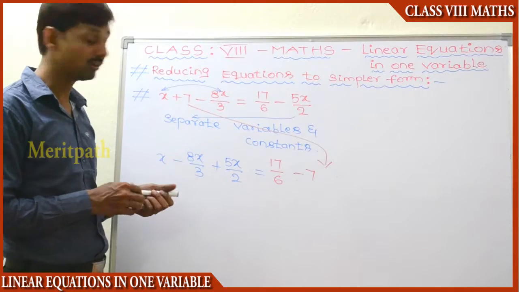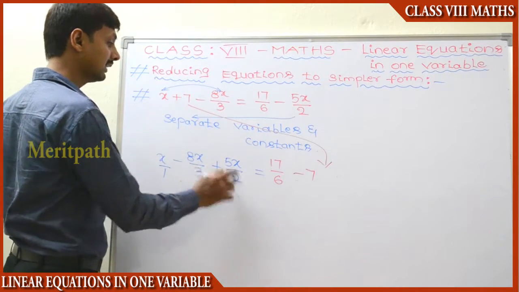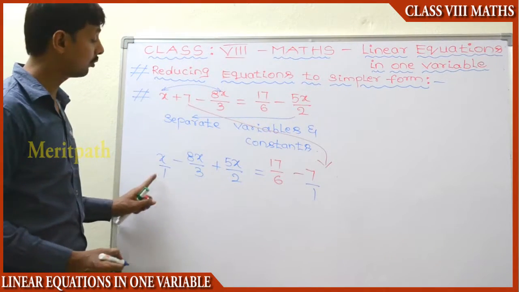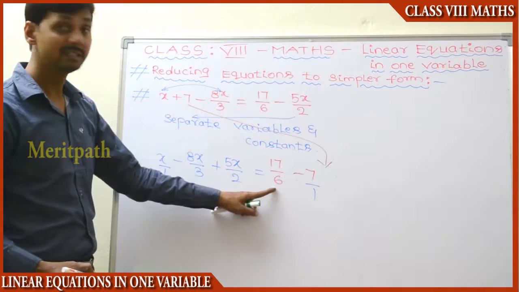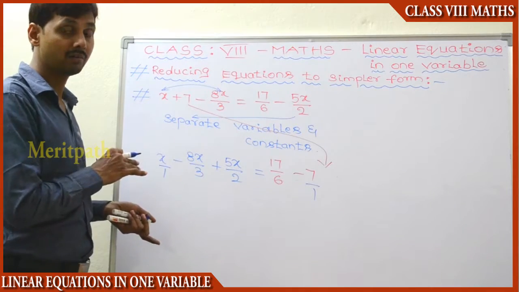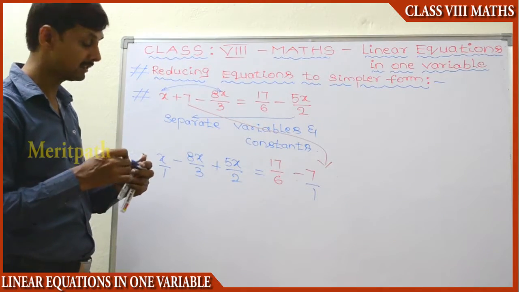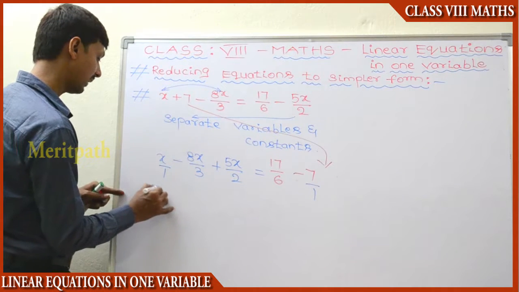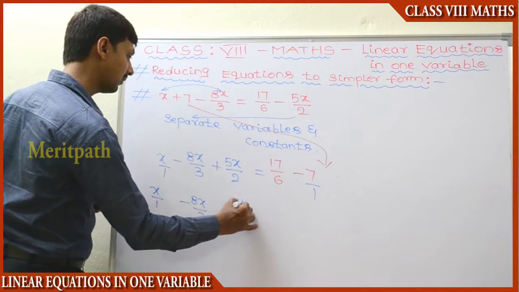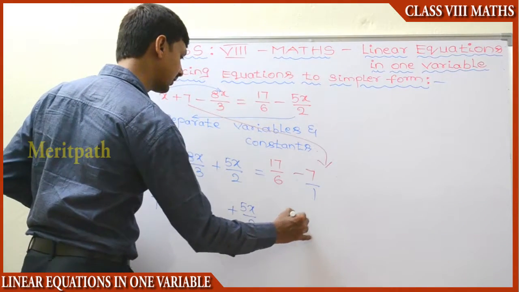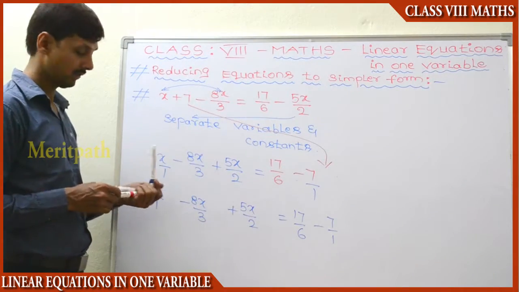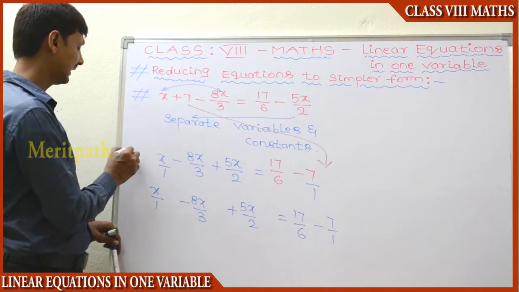So here the denominators are not equal. 1, 3, 2, and here 1, 6. So the LCM of 1, 3, 2 is 6, and here 6, 1 is also 6. So let's take the LCM on the left hand side and right hand side on both the sides. So here x by 1 minus 8x by 3 plus 5x by 2 is equals to 17 by 6 minus 7 by 1. So when we are taking LCM here, the LCM is 6.